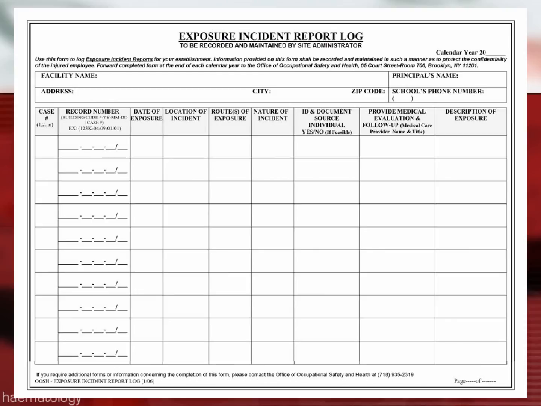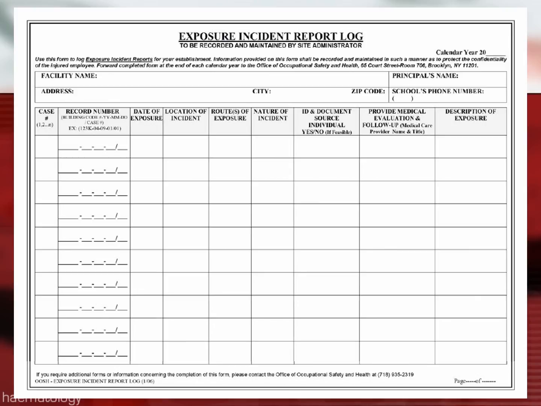The case number is just 1 through whatever, and you start renumbering every year. A lot of companies will put 2012-001 or something, and that's their coding. So you can put maybe 1 over here if you want to, and then do a coding however you want to do that. It's totally up to the company. So the record number is not mandatory. But the date of exposure, the location of the incident, the route of the exposure, how did it get to the person, an affected person, the nature of the incident, and then the description of the incident or of the exposure, those are going to be necessary for you to do.